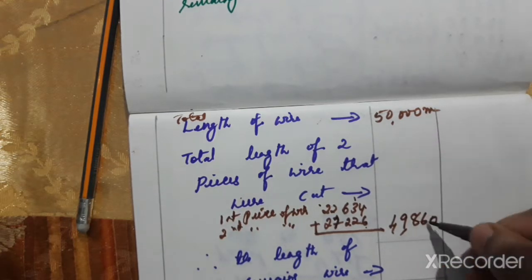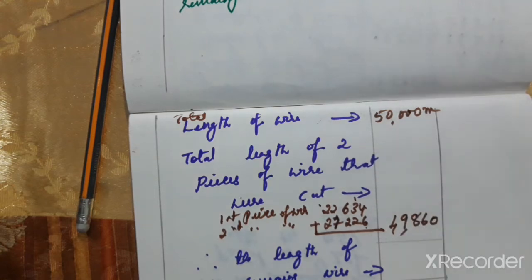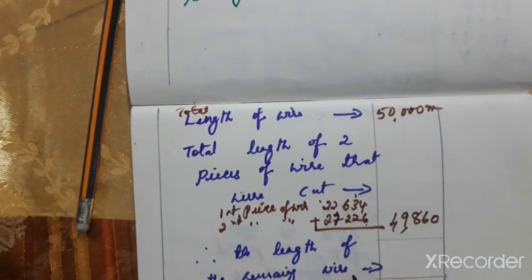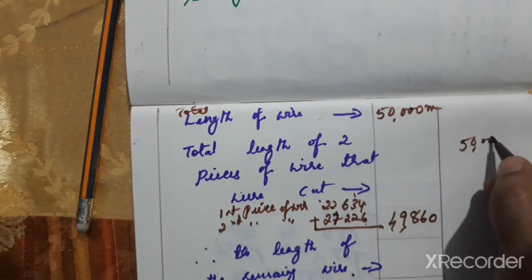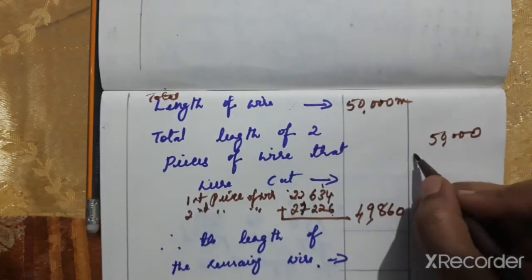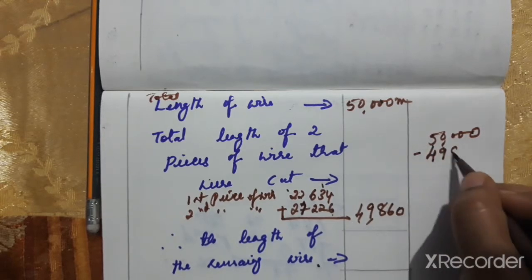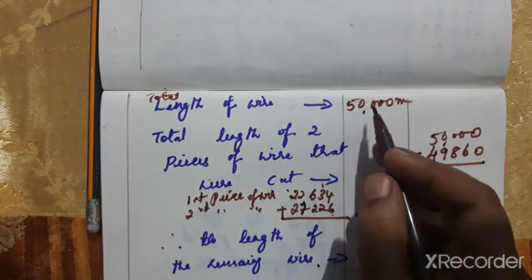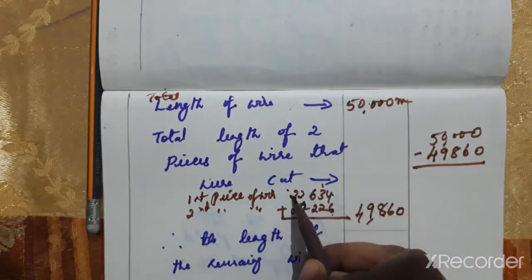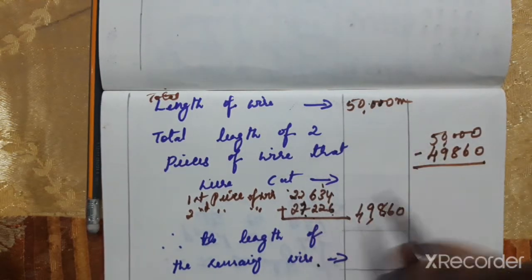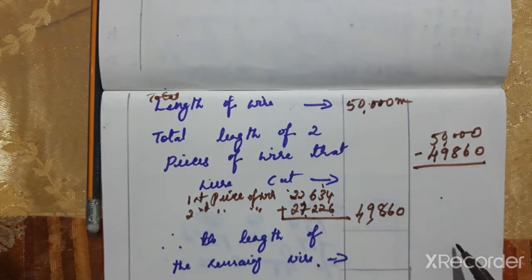Remaining length we can directly minus from this. Therefore, length of the remaining wire. So 50,000 total length of wire. In that, first and second piece we added. We can add and subtract, or 50,000 minus first wire, 50,000 minus second wire. We have to subtract it here and we can write length of the remaining. Any one method you can follow, children.